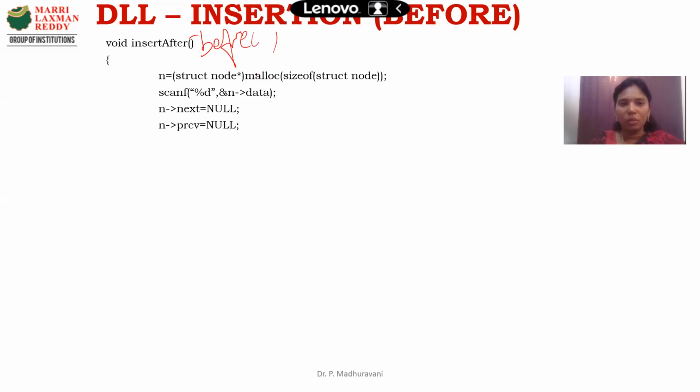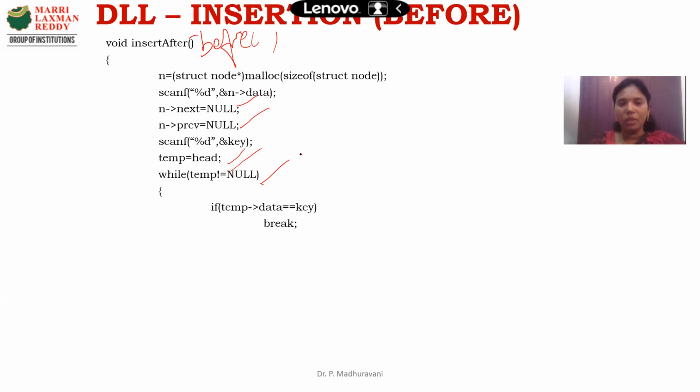Allocate memory for the node structure, insert the data value, make the next part null and the previous part null. Read the key before which you want to make the insertion. Start searching for the key element from the first node, temp equal to head, till you reach the end of the list. Search for the key element.